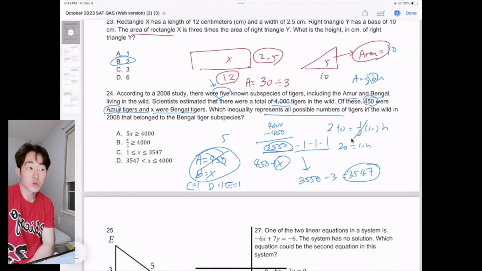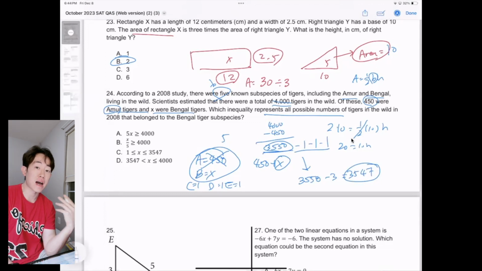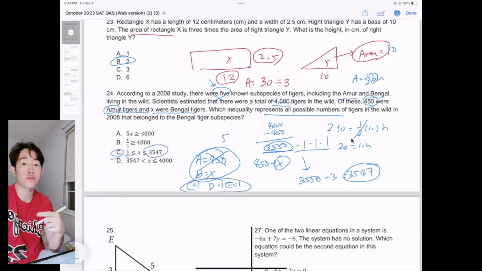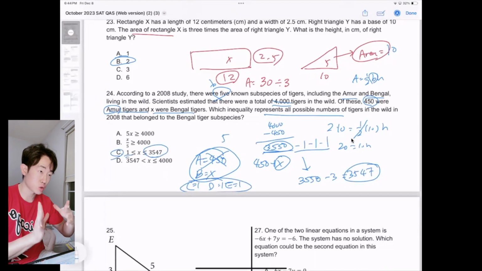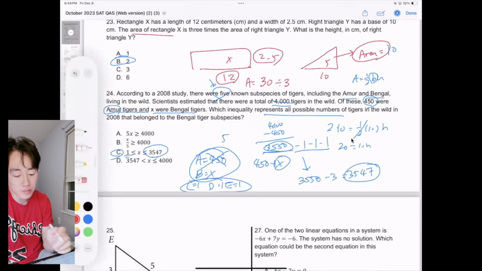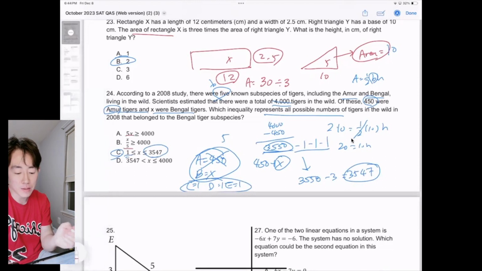So that will be the total Bengal subspecies tigers, the number that could be maximized, because this is minimized. So the only answer that gives you that is this. So it's C. Yes, you can have one more. Okay, so the Bengal tigers, you need to count as one. And process of elimination also, like A and B makes absolutely no sense.